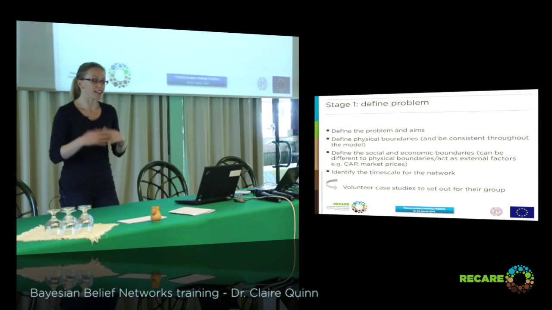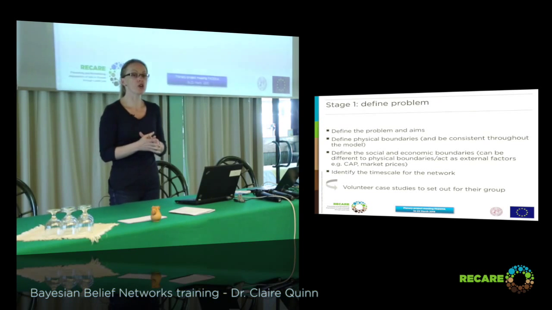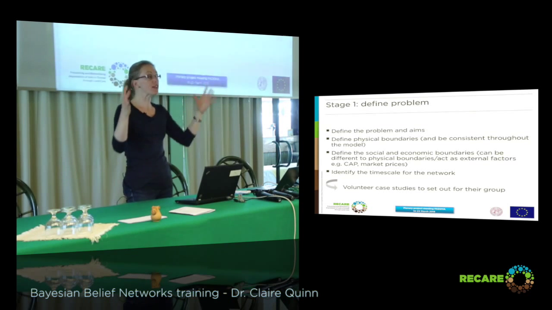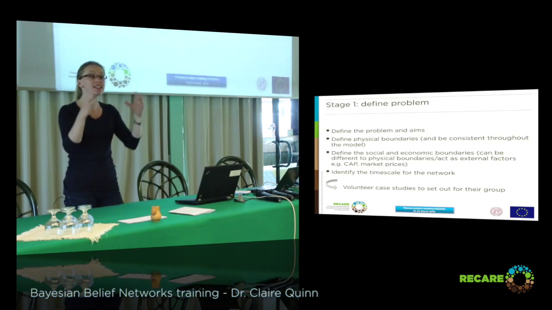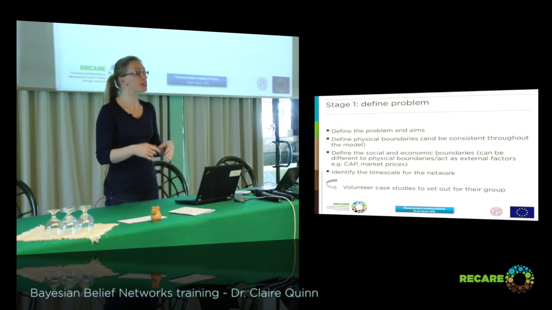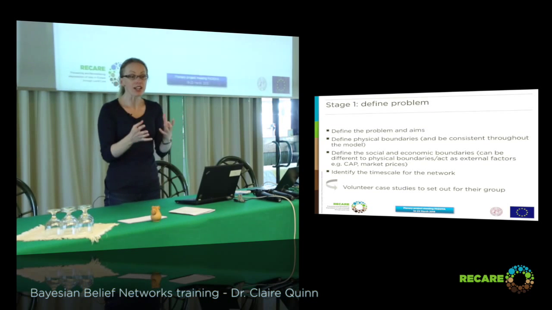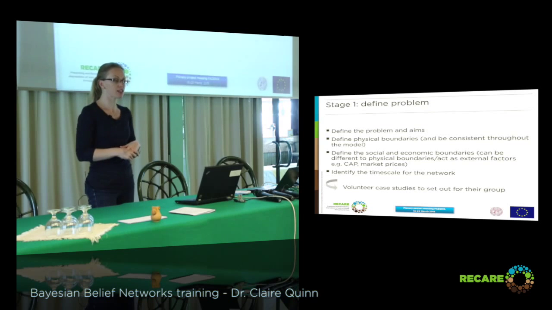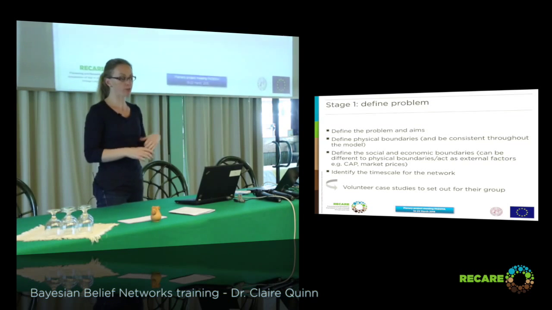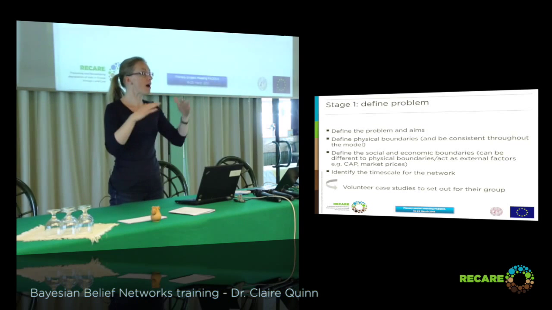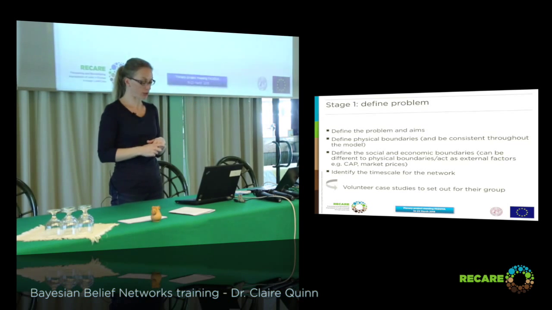So stage 1 is about defining the problem. So what you want to do is define your problem and the aims that you have. You define the physical boundaries, and that needs to be consistent throughout the model. So it might be a catchment, it might be smaller than a catchment, a sub-catchment, or some field sites, or it might be larger than a catchment. But you need to be consistent when you're thinking about your variables about that scale of your catchment.